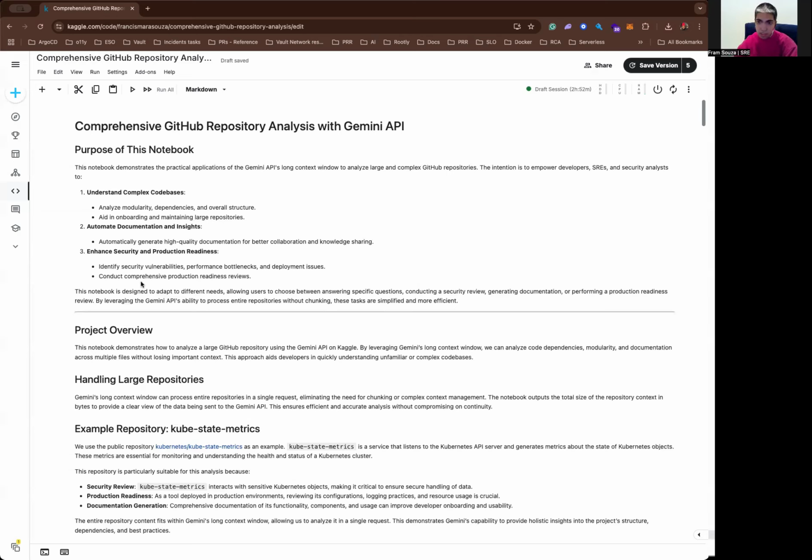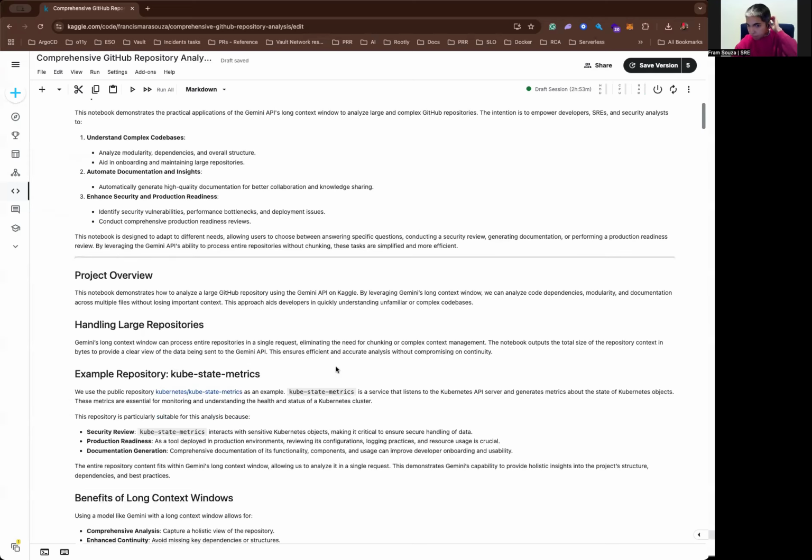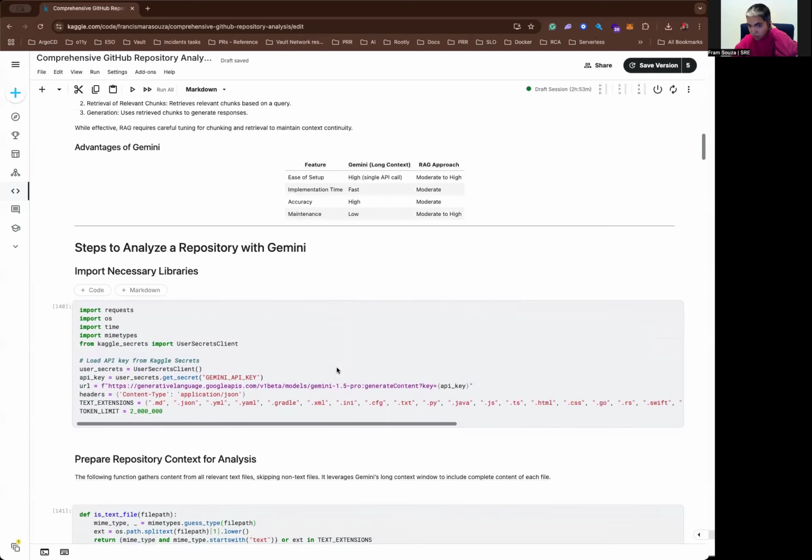In the past, I've created exactly the same code, but using RAG, which was really time consuming. And I'd say the learning curve was kind of big, but by using Gemini, it's completely easy and it's not complex at all. Cool. So now let's jump into the code.